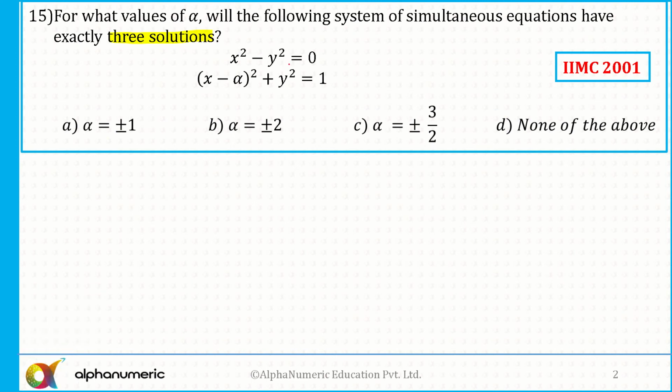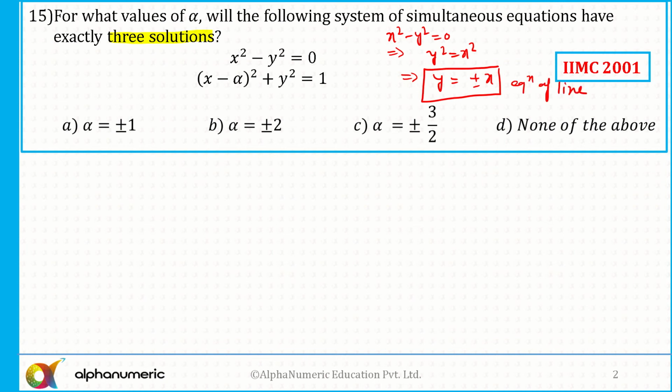Alright. Now the first equation is x square minus y square. So let's try to solve this particular equation. When I say x square minus y square is equal to 0, this implies that y square is equal to x square. Further we can say that y is equal to plus minus x. So basically this is the equation of a line. There are two lines, y equal to plus x and y equal to minus x.